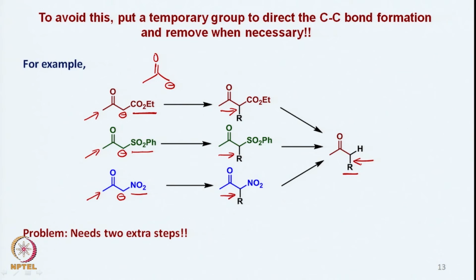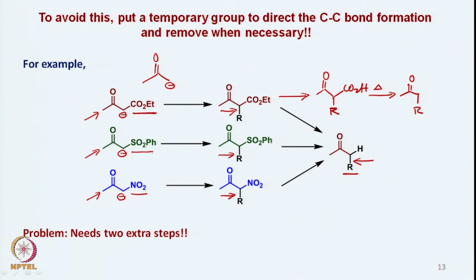But then this also of course has some negative points, that you have to introduce these groups and then remove them if they are not needed. So therefore it is somewhat inconvenient. As you can see, we can here do the hydrolysis of the ester under basic conditions or under acidic conditions, and once we get this carboxylic acid, then we heat it, and then decarboxylation will give this particular molecule.